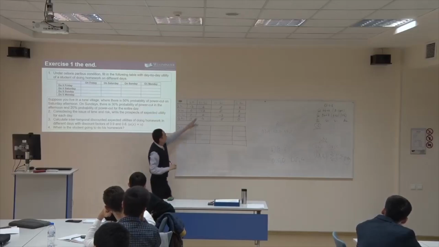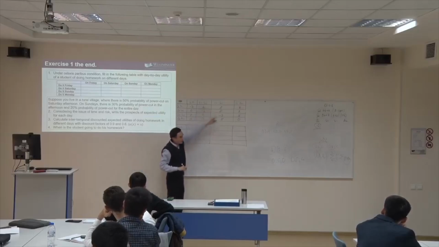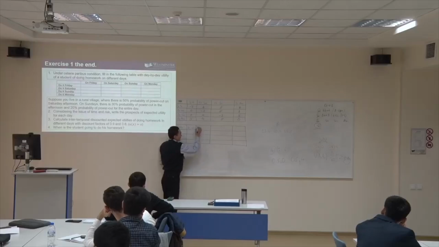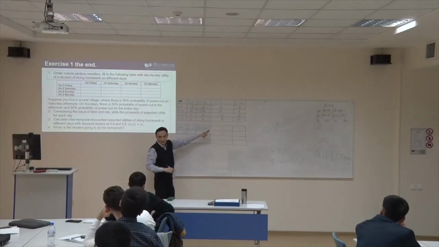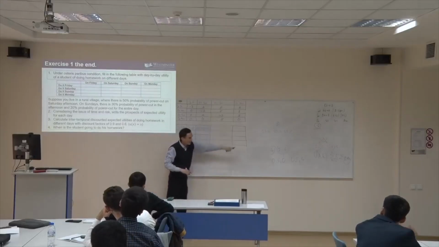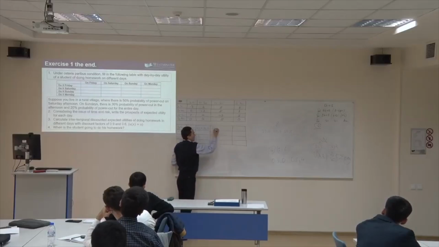If I do it on Saturday, so now we have the risk of an electricity issue. There is 50% probability that there will be electricity and I can have utility of 4, yes? And there is another 50% probability that there will be no electricity and I will get that utility of 0. On Sunday, now we are including that risk. There is 30% probability that in the afternoon there will be no electricity, so I can play in the morning only 4 hours and get utility of 4.